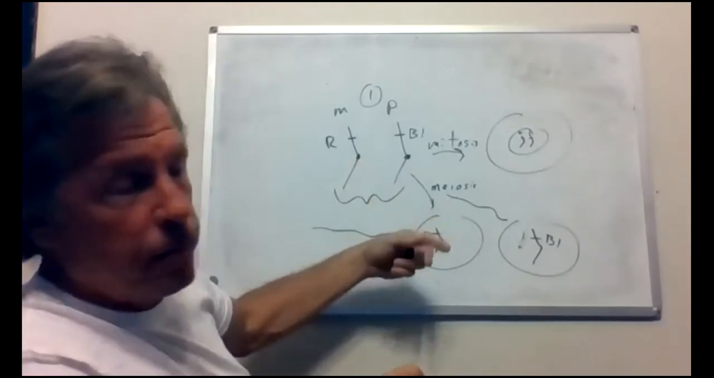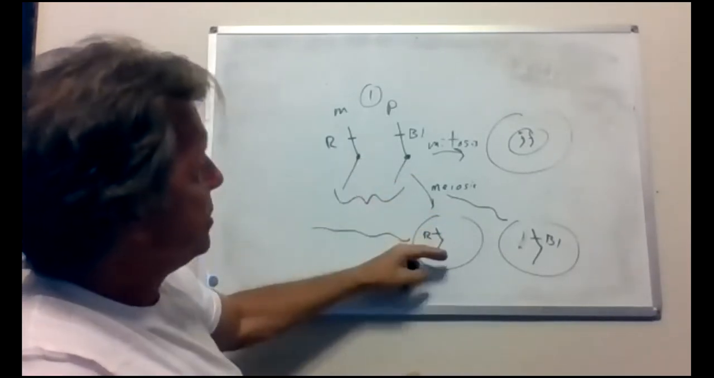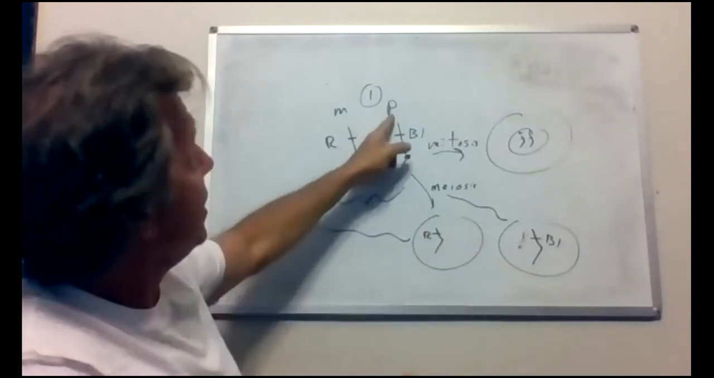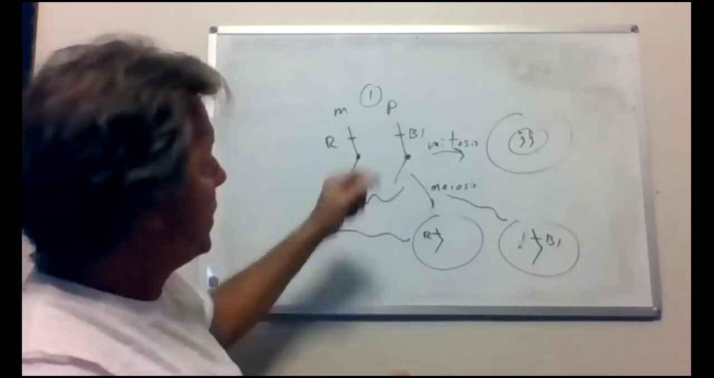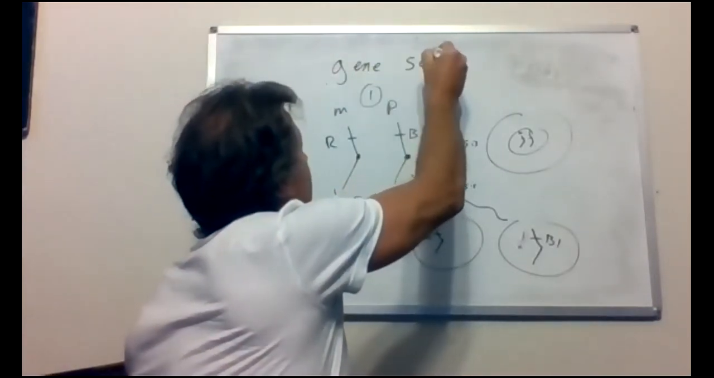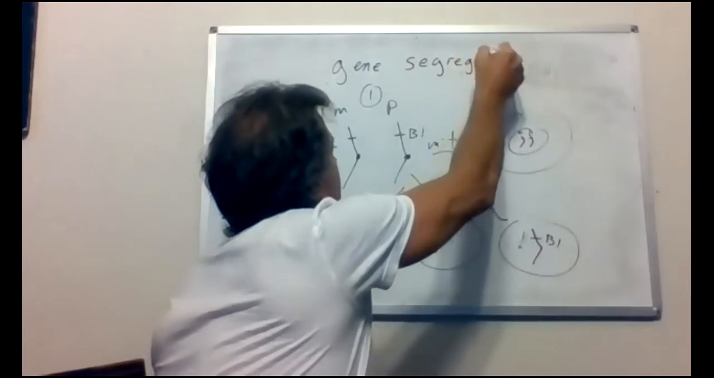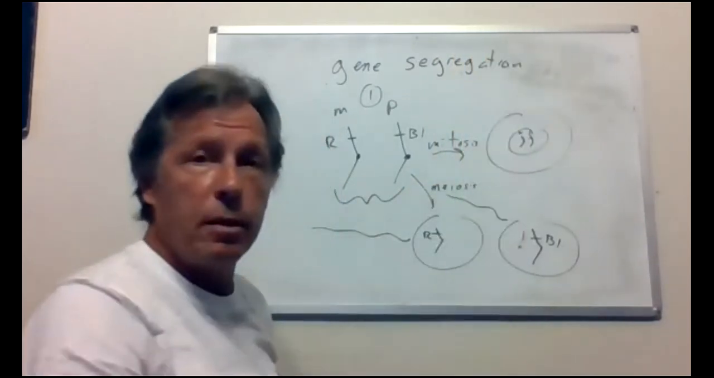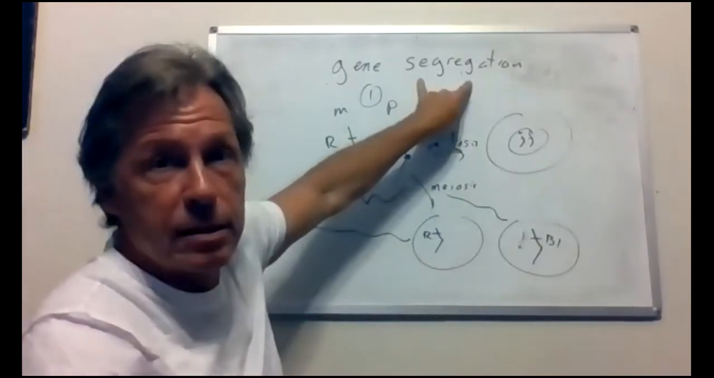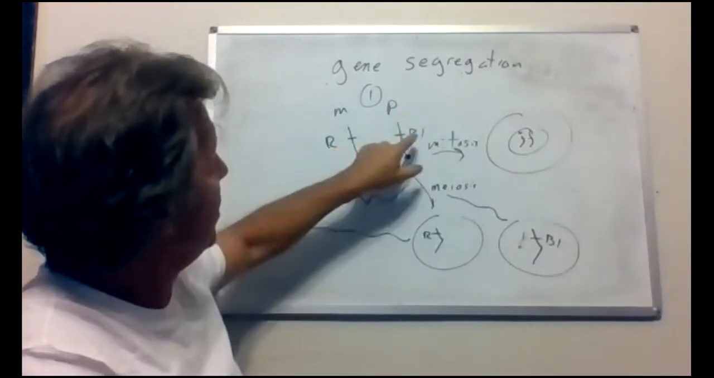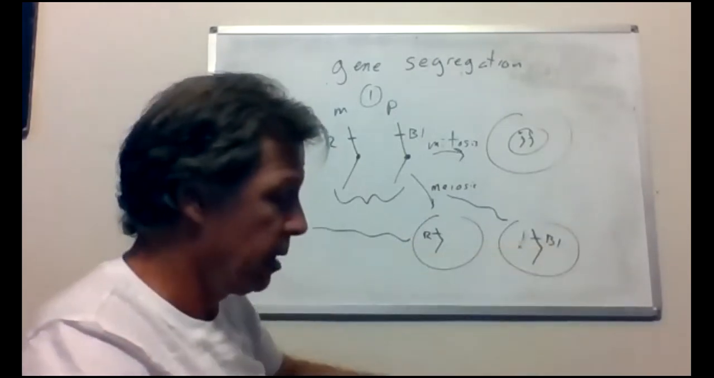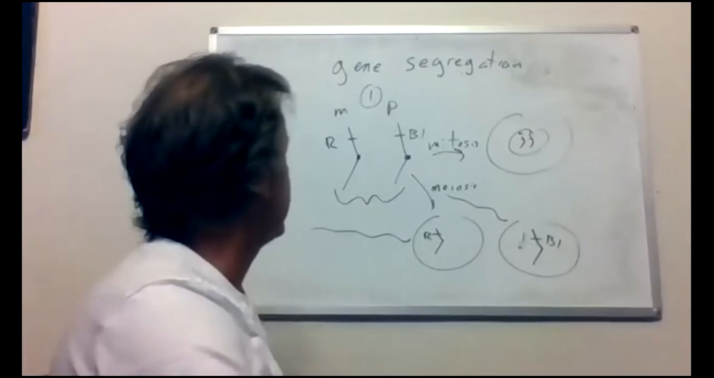What is this idea called? When I produce my gametes, my sperm or my egg, they only get one or the other of the alleles. This is called gene segregation. And that should be pretty obvious what that word means if you think about it, right? Segregation, keeping things separate. We're separating this allele and this allele in the gametes. Okay, so an important term.